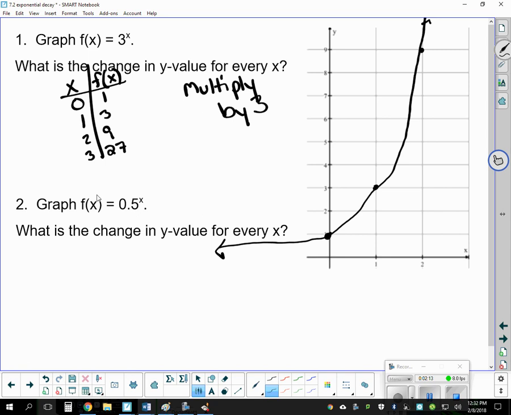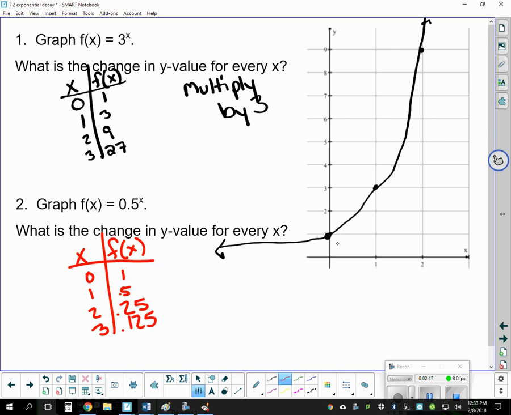Okay, so let's see the second one down here. f of x equals 0.5 to the x. Well, if I plug 0 in, anything to the 0 power is 1. If I plug 1 in, 0.5 to the first power is 0.5. If I plug 2 in, then I have 0.5 squared, which is 0.25. And if I plug 3 in, 0.5 to the third power, calculate that, is 0.125.